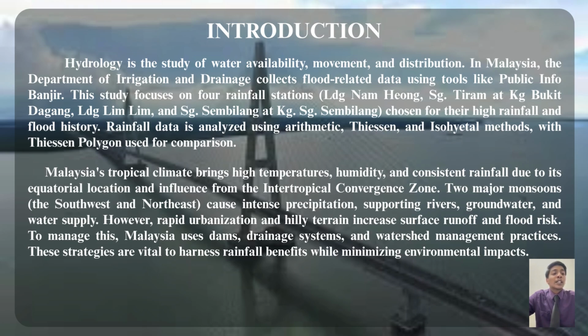Malaysia's tropical climate brings high temperature, humidity and constant rainfall due to its equatorial location and influence from the Intertropical Convergence Zone. Two major monsoons, the southwest and northeast, cause intense precipitation supporting rivers, groundwater and water supply. However, rapid urbanization and hilly drainage increase surface runoff and flood risk. To manage this, Malaysia uses dams, drainage systems, and water management practices. These strategies are vital to harness rainfall benefits while minimizing the environmental impact.